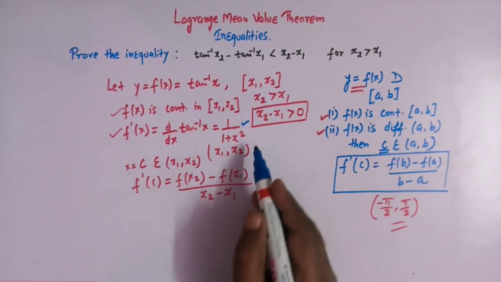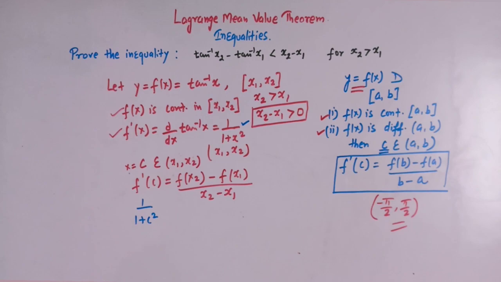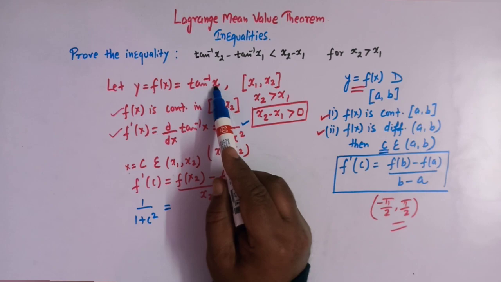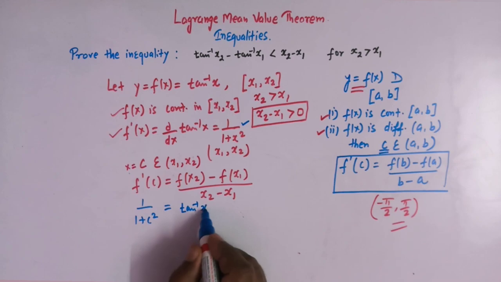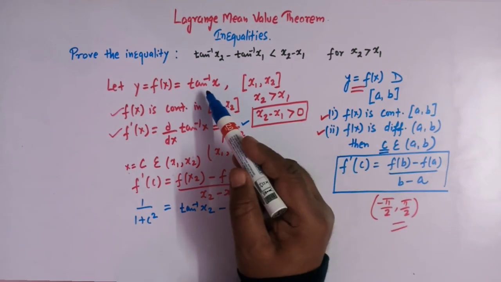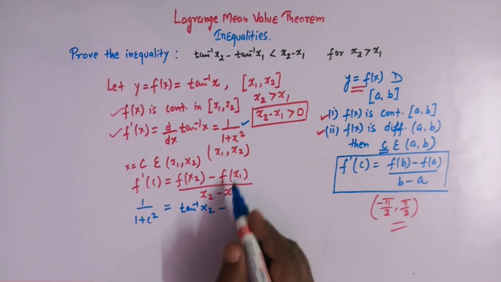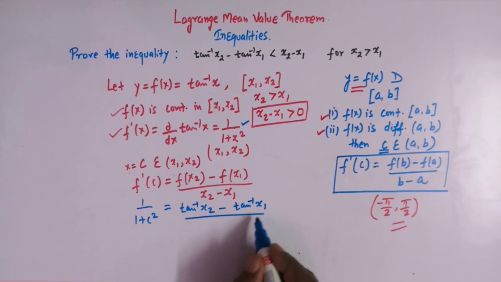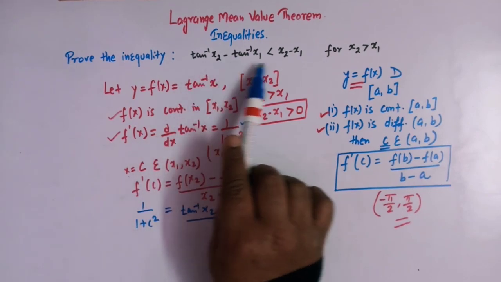So if we take x is equal to c here, we'll get 1 over 1 plus c square, right? And f of x2 is obtained by taking x is equal to x2 in this function, so we have tan inverse of x2 minus f of x1. Again f of x1 can be obtained by taking x is equal to x1, so we have tan inverse of x1, divided by x2 minus x1, right? So now we have to arrive at this inequality.